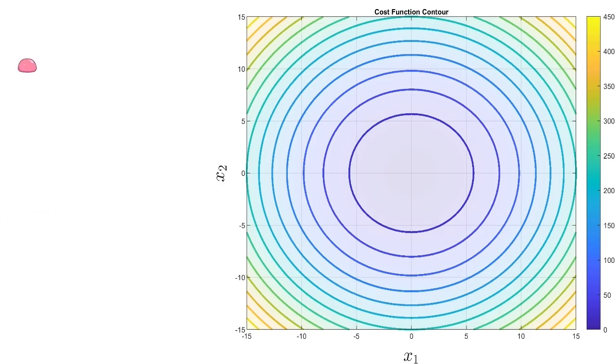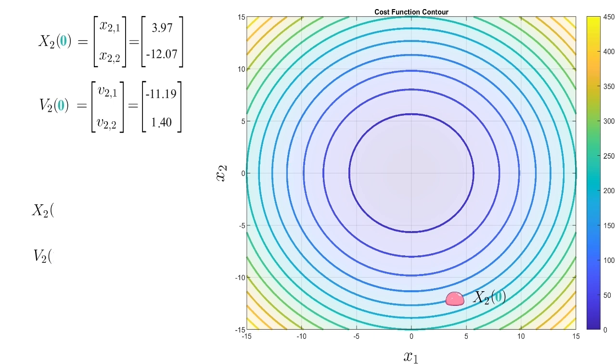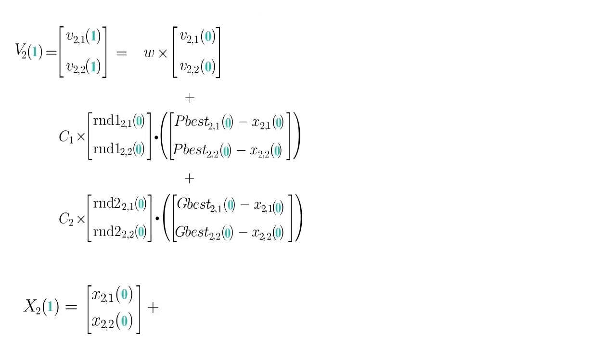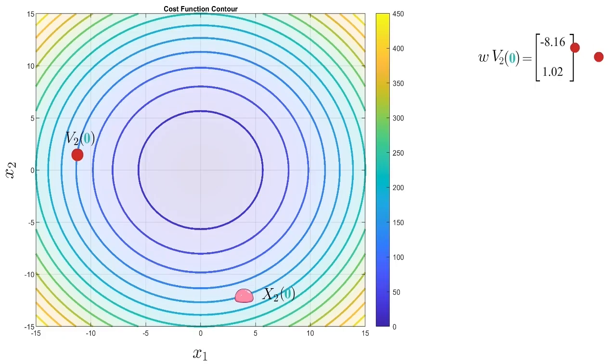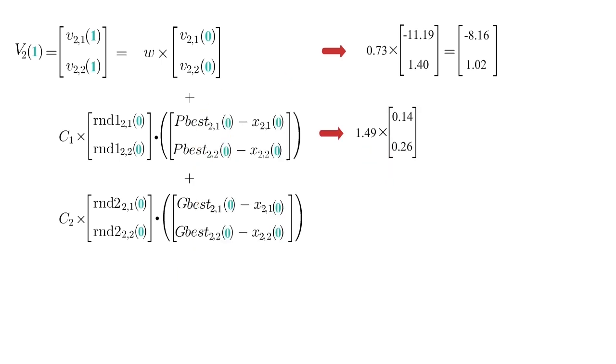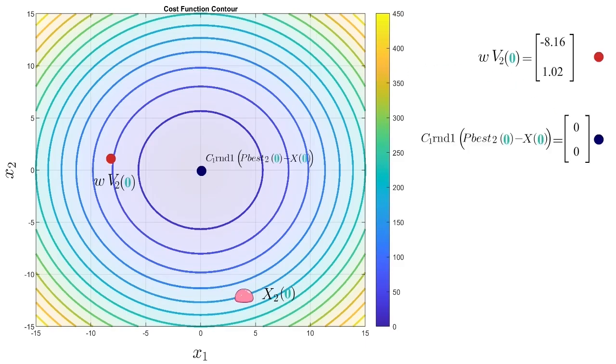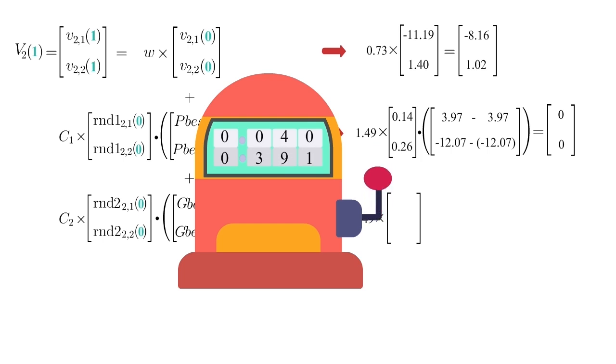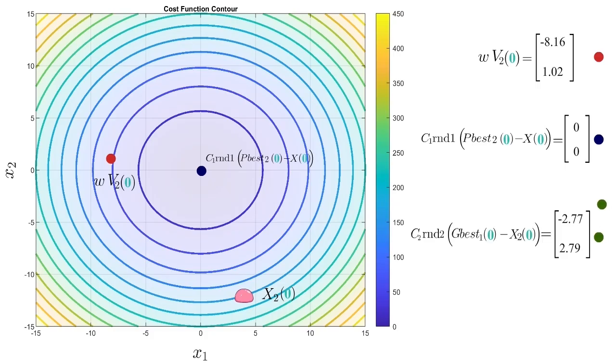Let's go to the next particle. The current position of the second particle is here. What do you think the next position will be? To determine the next position, we refer to the PSO update equations. In the velocity update process, we need to calculate the three components: momentum, cognitive, and social. For this particle, we use separate random generators in the calculations for both the cognitive and social components. As we can see, we place the positions of these three components on the contour plot.